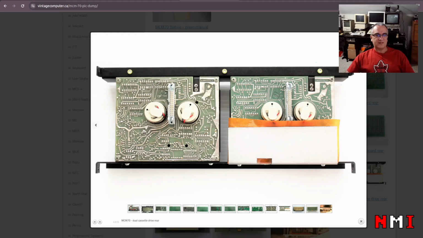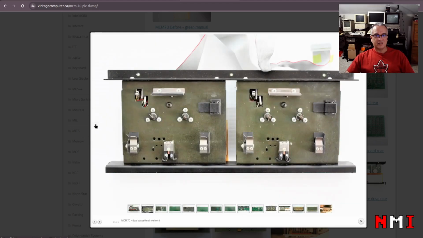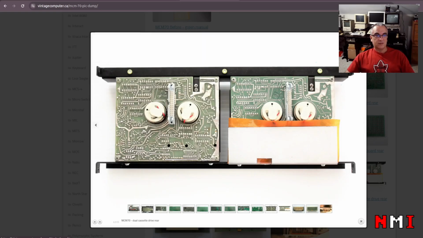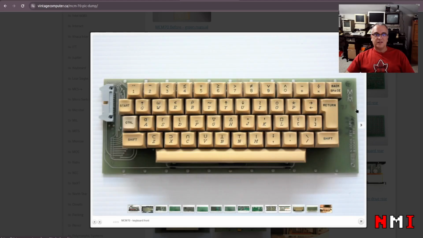So these are the two cassettes. Yeah, this is the front picture of the cassette decks, and this is the back picture. Fairly complex circuitry. And this is the keyboard. Again, I think this is the better picture of the keyboard, and we can see here all the symbols. So the keyboard is very unusual, and these symbols have very special meaning on this machine.